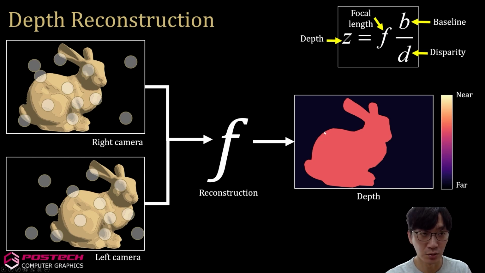Here, as shown on the top right, our depth information can be obtained with the known focal length of the stereo camera's lens, the baseline B, which is the distance between the two stereo cameras, and the disparity D, which is the displacement of pixel location between the left camera and the right camera.